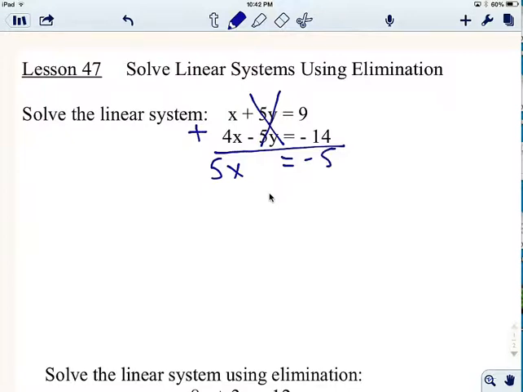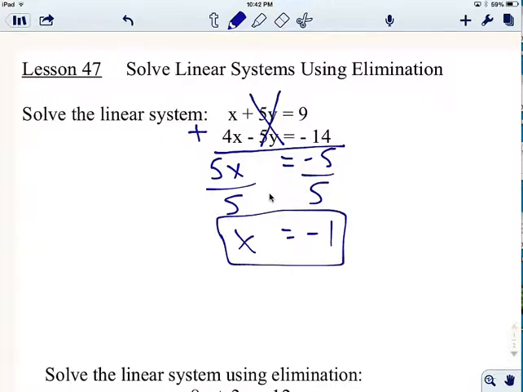Now, after I've got that, I know 5x is equal to negative 5, so I'm going to divide both sides by 5. I divide the left side by 5, and that's going to give me x, and then I divide the right side by 5, and that gives me negative 1. So I know that x is equal to negative 1. Now, I'm not quite done yet, okay? Because I have to take that x equals negative 1, and I have to plug it in back up top. So I'm going to plug it into this top equation.